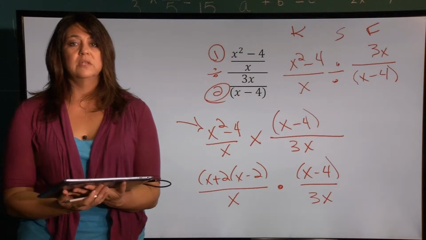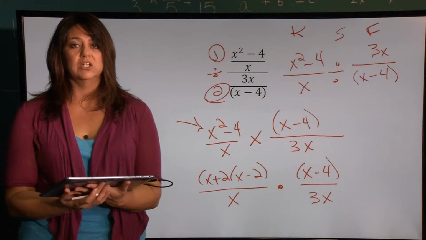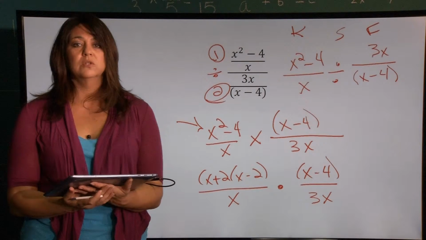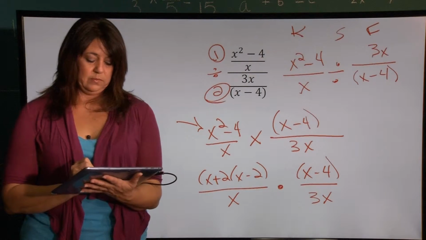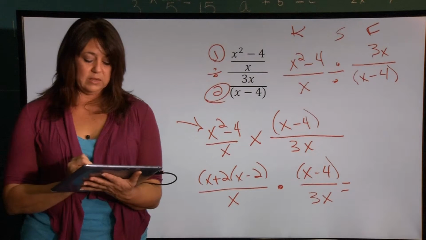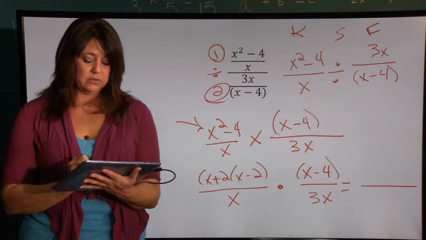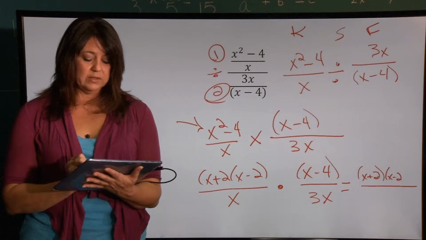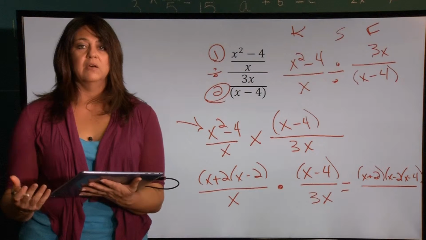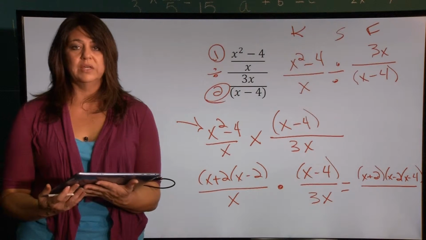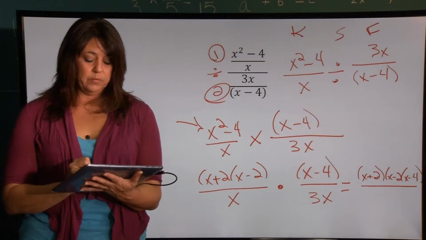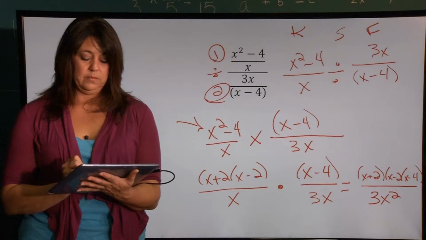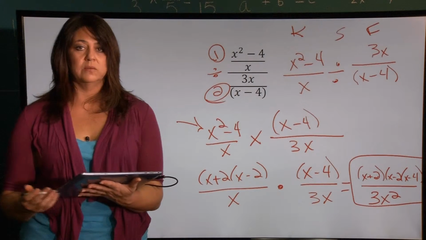Then you would look to see whether or not any terms match. If they do, you will cancel them out. If they don't, you multiply what you have. I'm going to keep things in their factored form for my final answer. X plus 2, x minus 2, and x minus 4. You do not have to multiply all of these terms together again. At the bottom, we multiply and get 3x squared. This is your final answer.